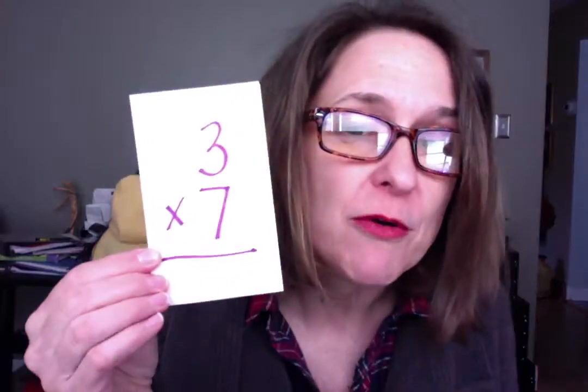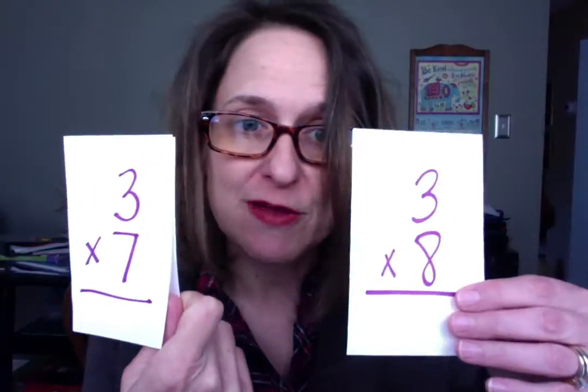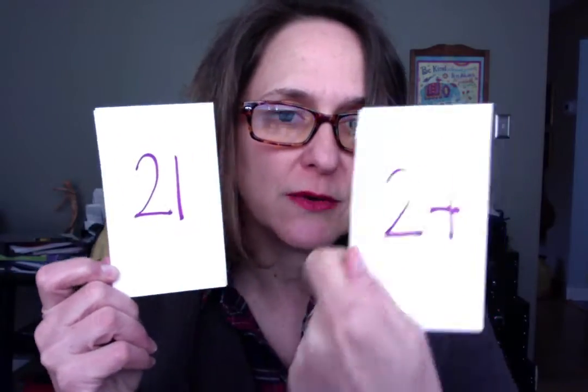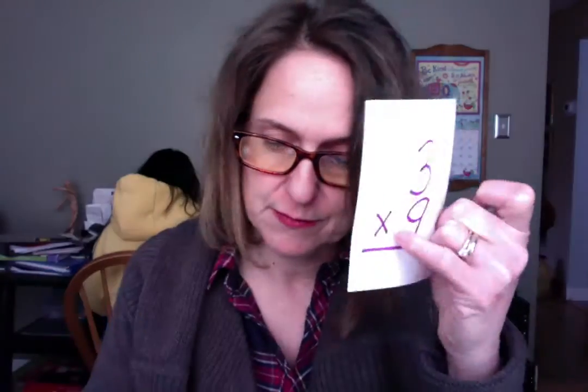3 times 7, we've already studied the 7, so we know that is 21. That's like having 3 weeks. How many days are in 3 weeks? 21. Well, we know that 3 times 7 is 21. That's 7 groups of 3. How about 8 groups of 3? It's just 3 more than 21, 24. 3 times 9, well, we could go 3 more than 24, 24 plus 3 is 27. You could think of it that way.